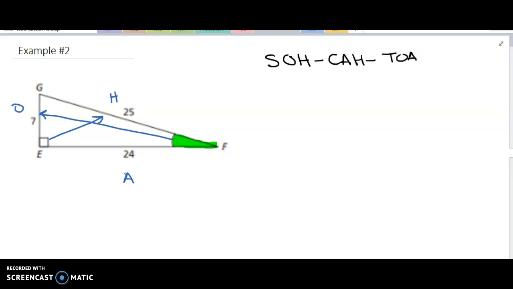Okay, well here, guys, I know all of these. I know my opposite, hypotenuse, and adjacent. So let's choose hypotenuse and opposite because we can. We could use any of these. So you want to ask yourself, which trig function has opposite and hypotenuse put together? Okay, sine does. So I could say sine of any angle is opposite over hypotenuse.